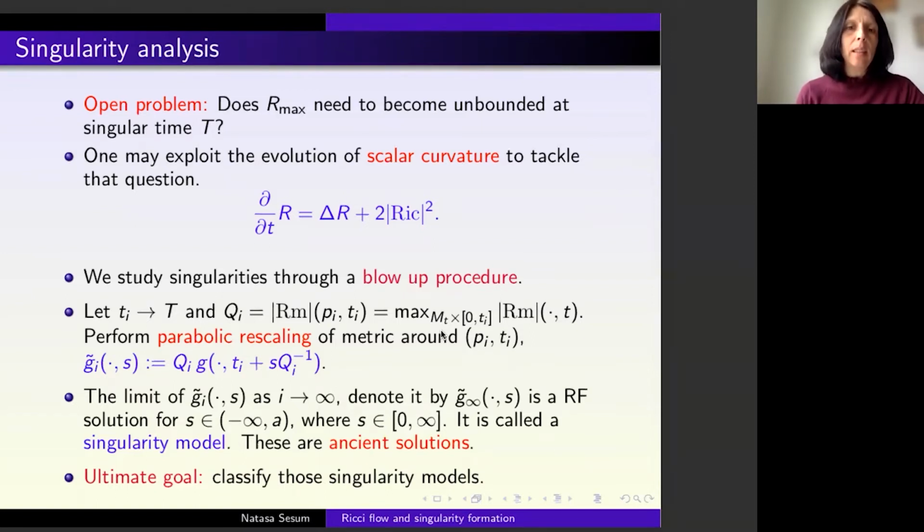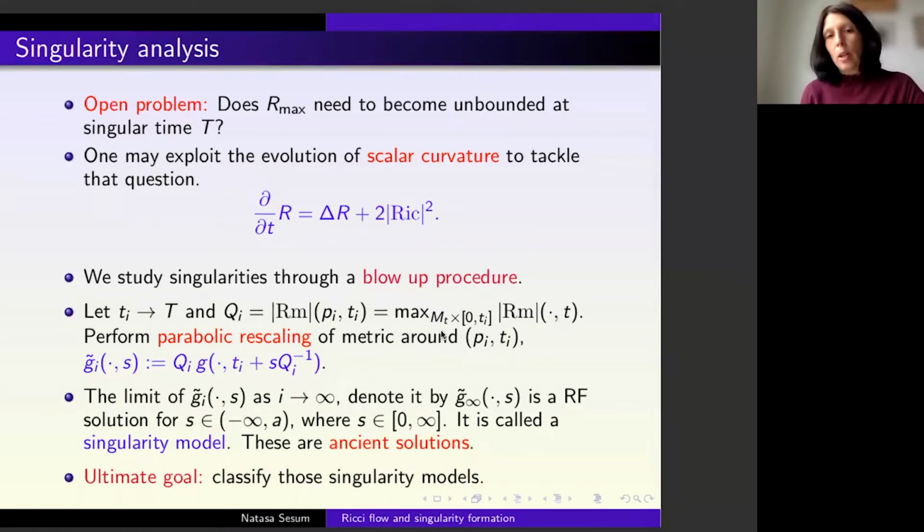You see that d/dt of R, where R is the scalar curvature, is the Laplacian of R plus 2 |Ric|². Now when you try to do anything with this equation, of course, the problem is that the full Ricci curvature enters the equation, and you have no information on the Ricci curvature. So that is a problem. Now we have characterized the singularities. We know what happens at the finite singular time. The way you study those singularities is usually through a blow-up procedure.